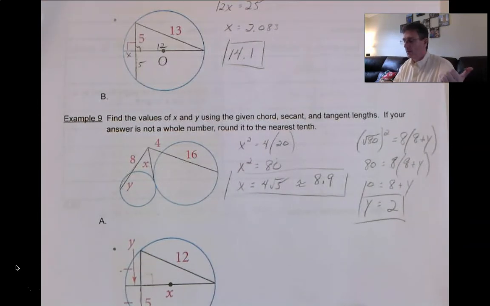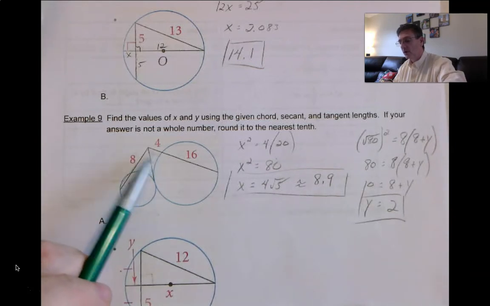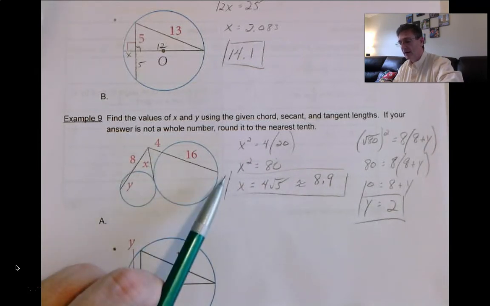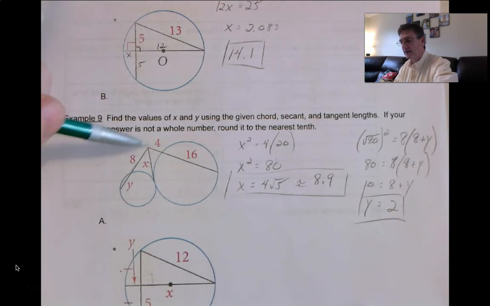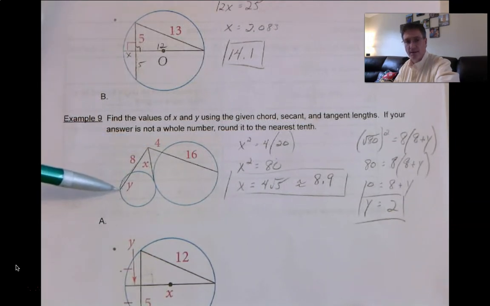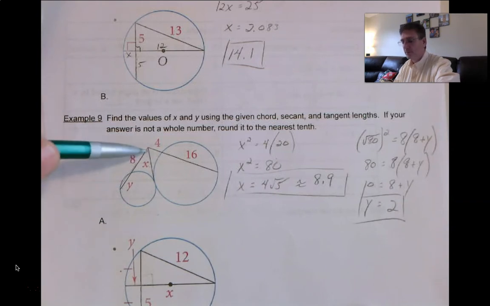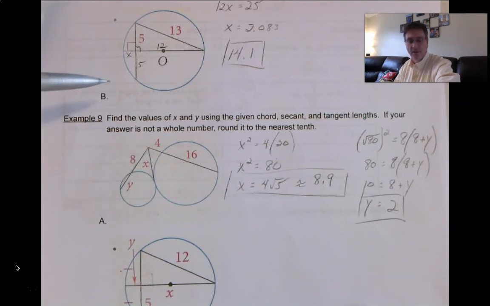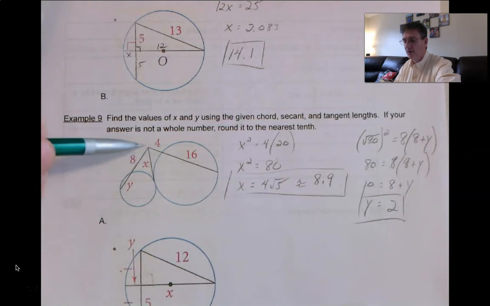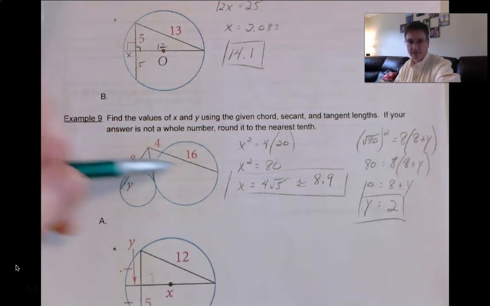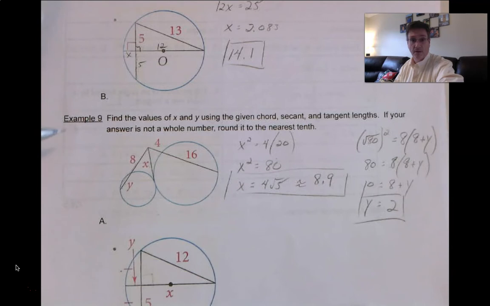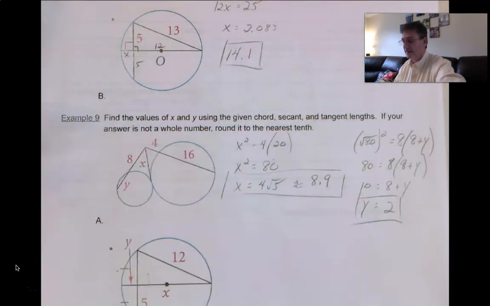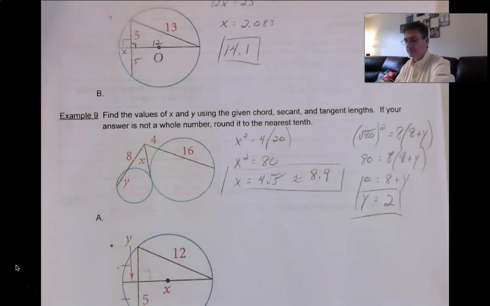Okay, now what's the other way that we could do that? 4 times 20 has to equal 8 times 8 plus y, because they're both equal to x squared. So I could have found y directly by doing 8 times 8 plus y equal 4 times 4 plus 16, which is 20. Essentially, that's what I did. Just broke it up into 2 steps.